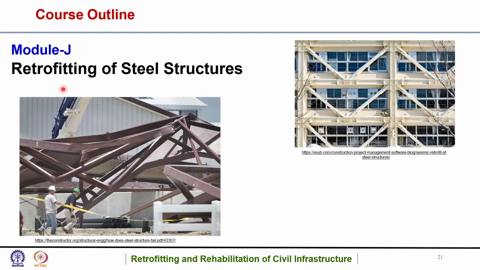Then yeah, this is the last module. The last module will be on retrofitting of steel structures. So we have A, B, C, D, E, F, G, H, I, J. So 10 modules we have. Basically in 12 weeks we will be covering 10 modules related to retrofitting and rehabilitation. It will be a very exciting journey, and we will learn a lot in the process.